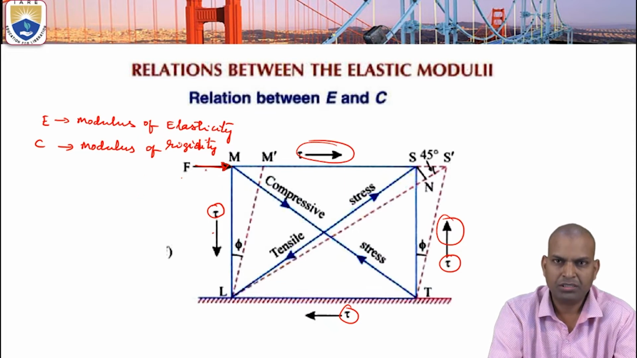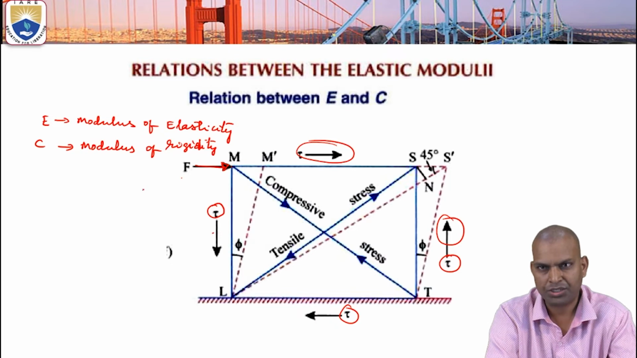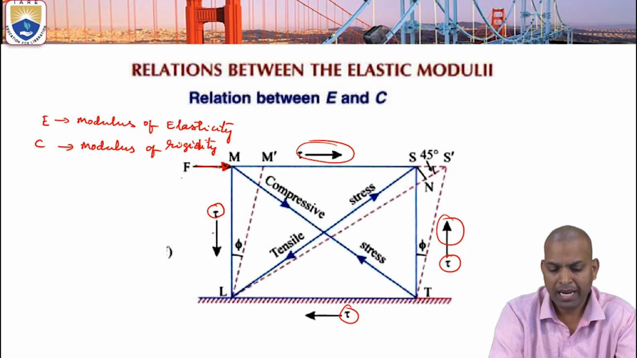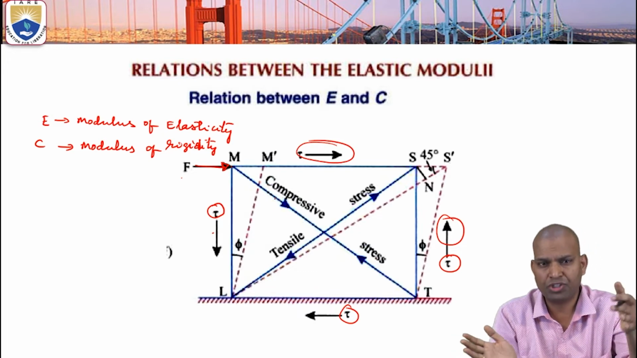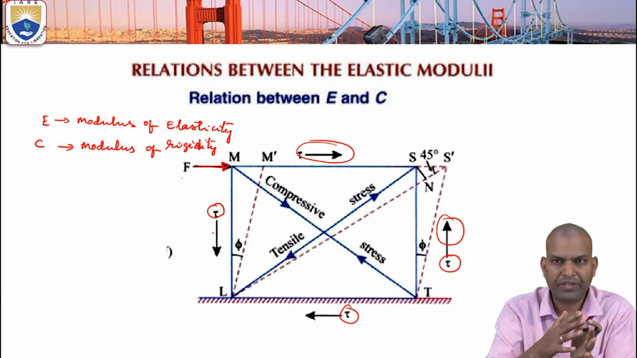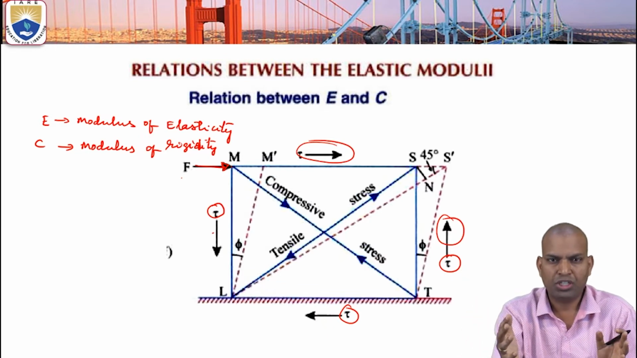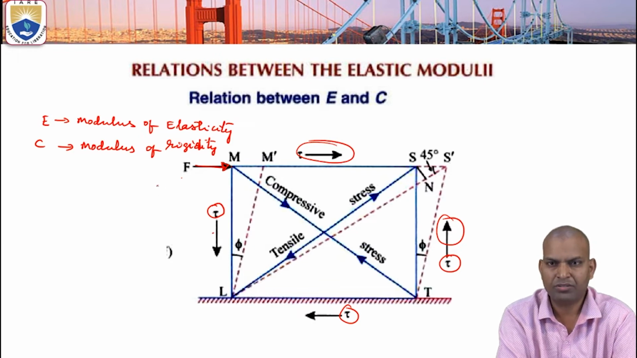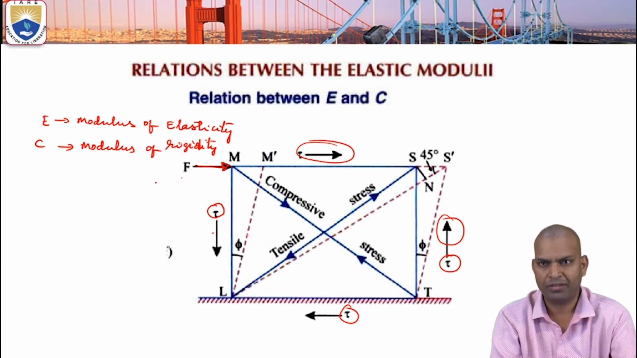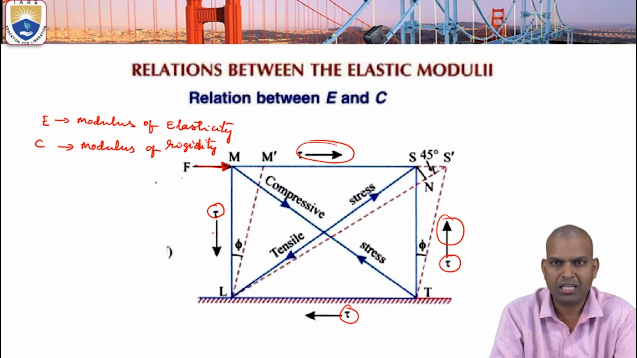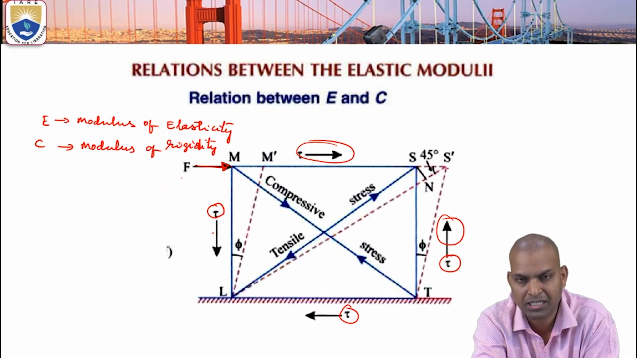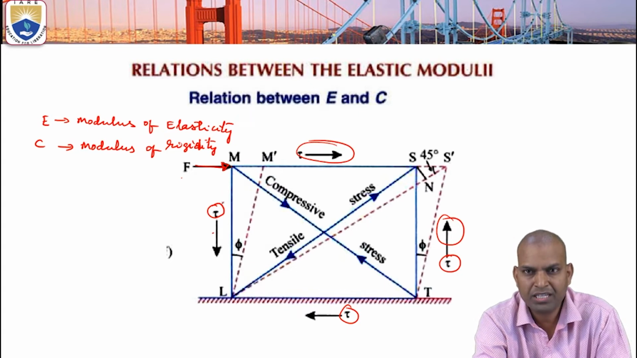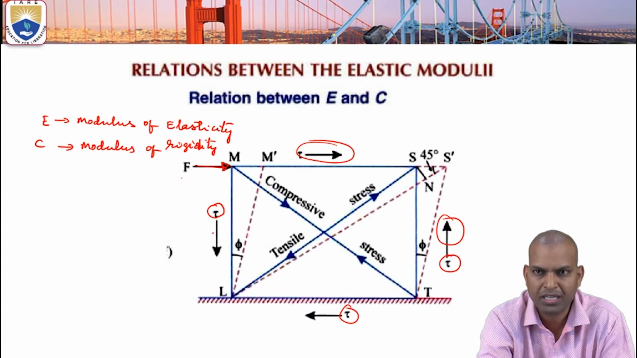Because of this application, M moved to M dash and S moved to S dash. Along the diagonal of MT there is a compressive stress, and along the diagonal of LS there is a tensile stress. So because of the shear force acting on the surface MS, compressive and tensile stresses develop internally. Because of the tensile stress, there is a deformation, that's why S went to S dash. And because of the compressive stress, there is a reduction, that's why M is compressed to M dash.